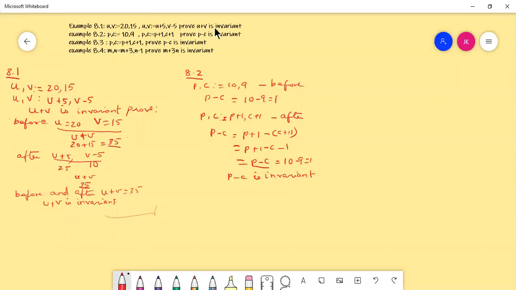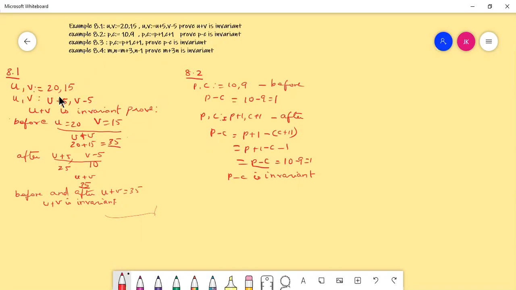So the general way of proving is: what is the value of U and V before, and what is the value after substituting. Before substituting, what is my U plus V; after changing U to U plus 5 and V to V minus 5, what will be my answer for U plus V. In both cases, if my U plus V answer is the same, then I say U plus V is invariant. So the logic goes with (U, V) equal to (20, 15). Clear?